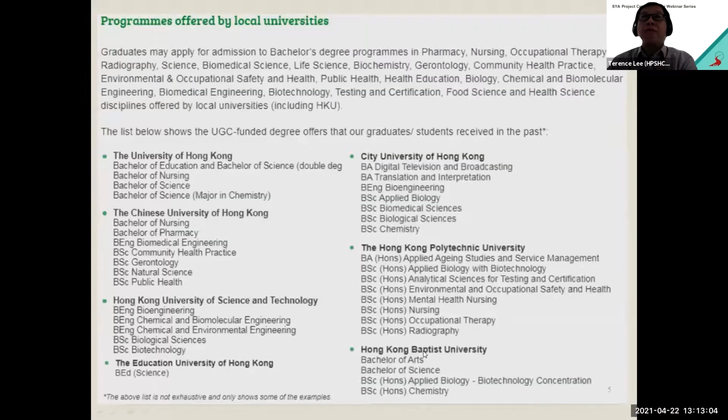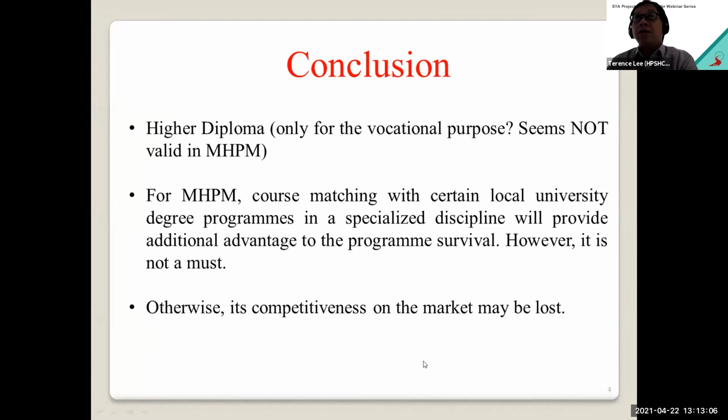So my conclusion is about course matching, right? Of course, it would definitely be an advantage to our students entering the program, but I don't think it is a must. Okay, and the higher diploma actually is not only for vocational purposes, right? Because you can see that students can be promoted to the senior year and year one programs, either in Hong Kong or overseas.